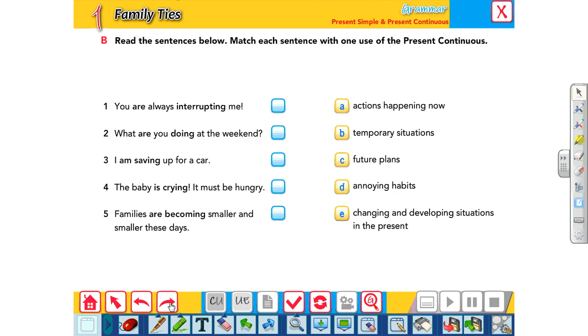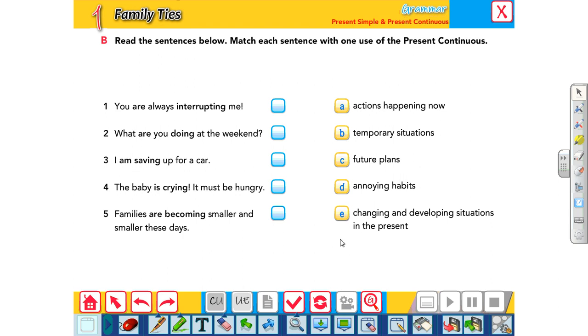Exercise B, that's related to the present continuous. We're going to follow the same steps, that you have to read the sentences from 1 to 5 and then match them with A to E. You're always interrupting me. What are you doing at the weekend? I'm saving up for a car. The baby's crying, it must be hungry. Families are becoming smaller and smaller these days. Here, actions happening now, temporary situations, future plans, annoying habits, changing and developing situations in the present.